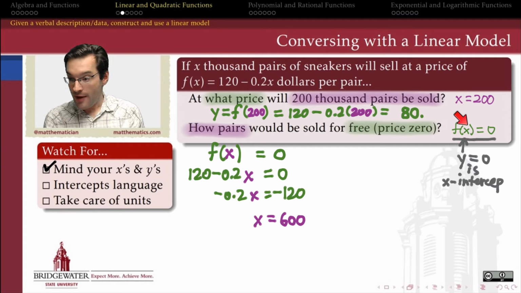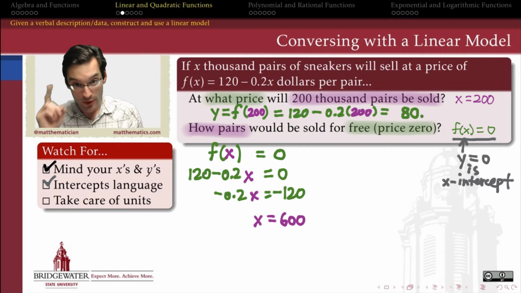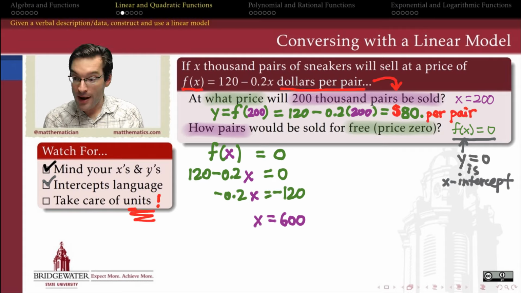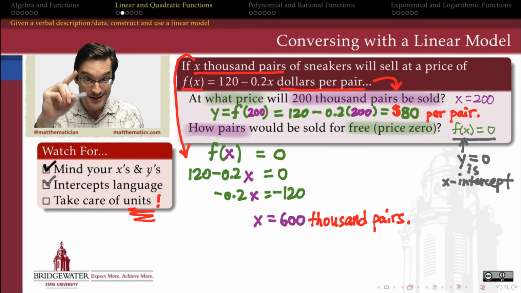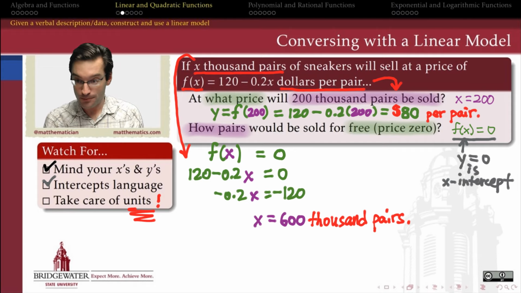Notice that secretly here we've asked for an intercept, because we've asked for when y is equal to 0, so we've asked for the x-intercept of the graph of this function. So be on the lookout for intercept language. Finally, when you're interpreting these quantities, always mind your units. My x's here were measured in thousands of pairs sold. My y's were measured in dollars per pair. So this y value was $80 per pair. And this x value down here is 600,000 pairs of shoes. Don't forget those units, or your conclusions are going to make no sense to the person you're describing them to.